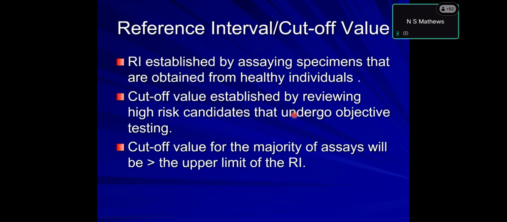So D-dimer is one of those where you do not have a reference interval, but instead you have a cutoff value, because we cannot say that this is a normal D-dimer. We can only say that if it's high above the cutoff, it might be significant. So the cutoff value for the majority of these will be more than the upper limit of a reference interval. So the cutoff value will definitely be higher than your upper limit of a reference interval if you use it that way.